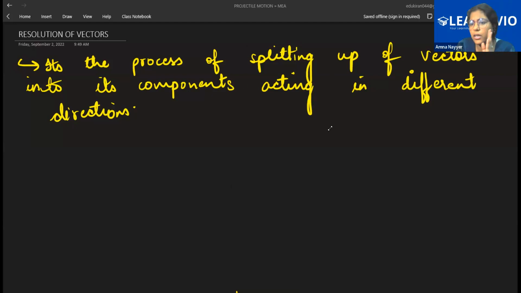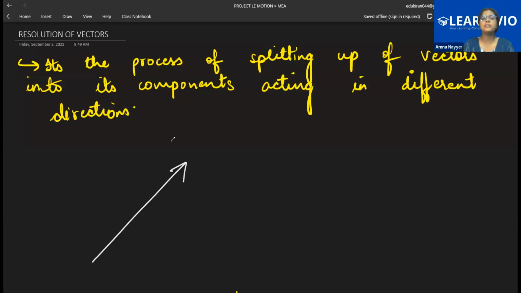So it's not necessary that every vector has to act along the x-axis and y-axis, right? If a vector acts in a random direction like this, then what? We have to solve everything along the x-axis and y-axis. In this chapter, projectile motion, which we have to start, there also you will see it's just solving the x component separately and the y component separately. So you should already be aware of the x-axis and y-axis.